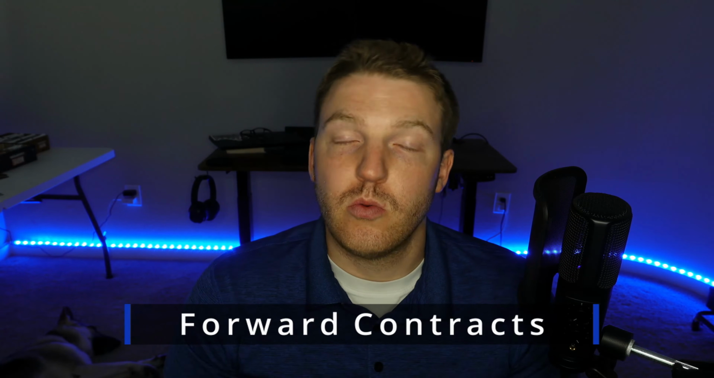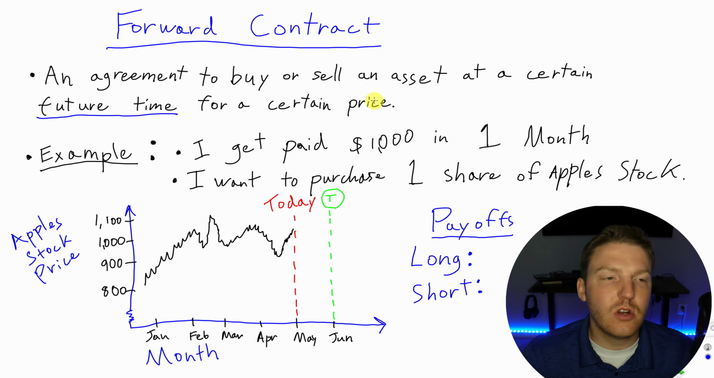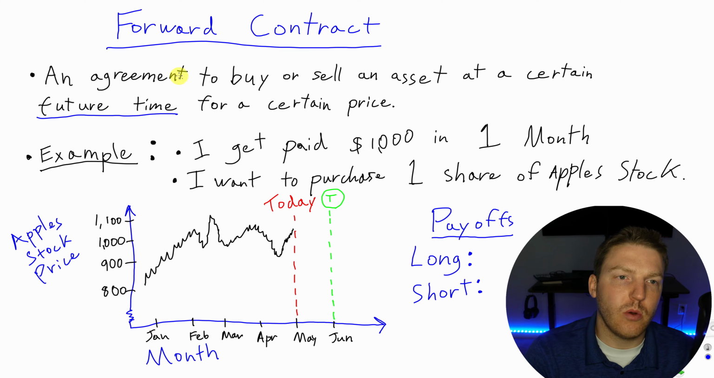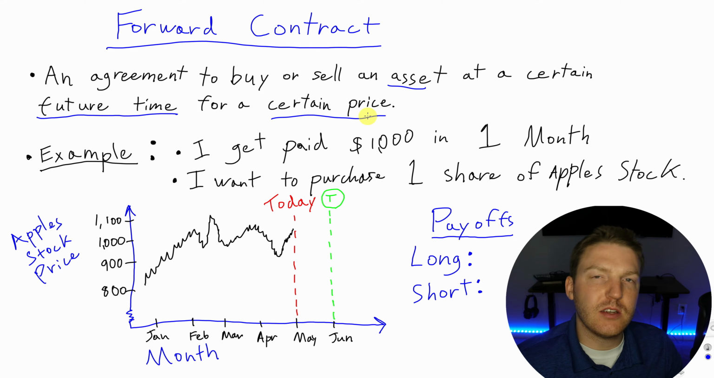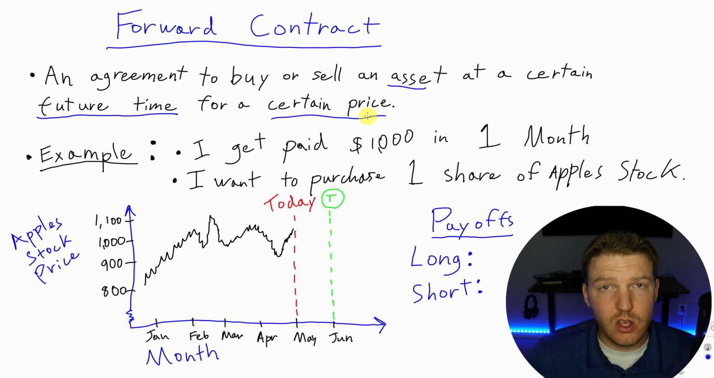In this video, we're going to be talking about forward contracts, which are actually extremely simple when we get down to the core of what they are. And let's start off with a definition. A forward contract is an agreement to buy or sell an asset at a certain future time for a certain price. Contrast that to a spot contract, which would be just buying an asset right now on the spot.